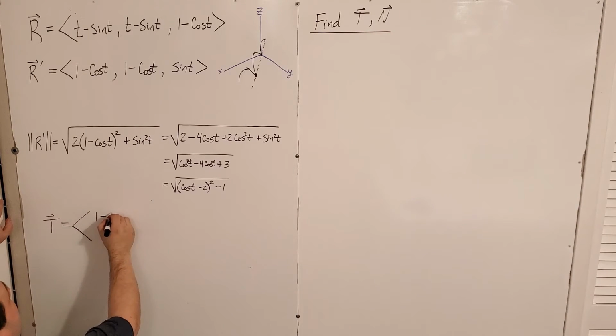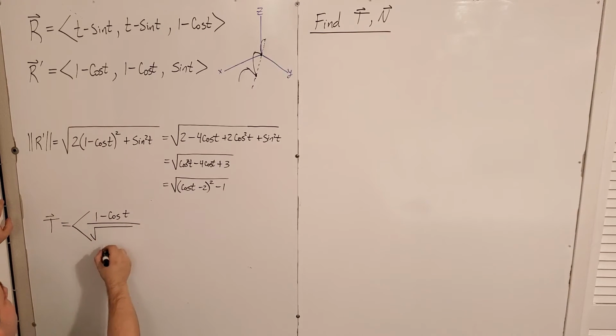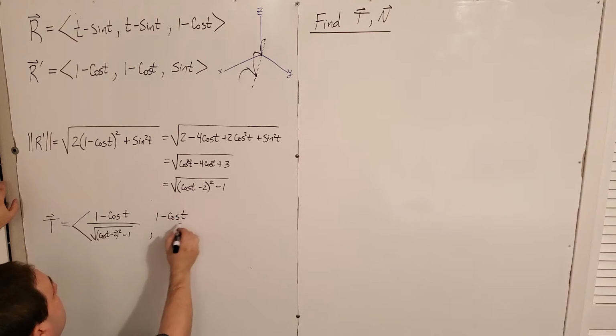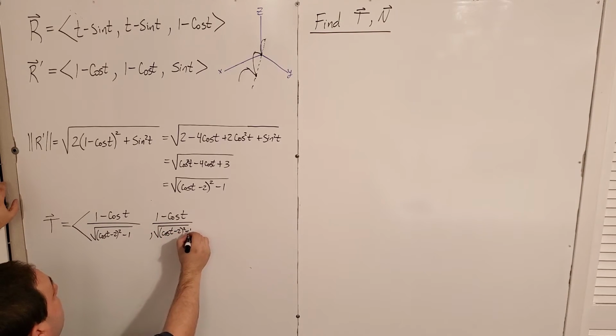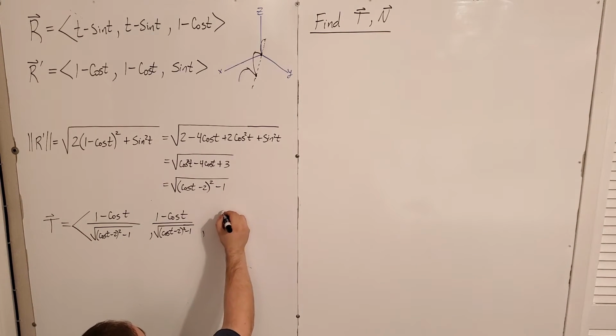1 minus cosine t, square root, cosine t minus 2 squared minus 1, comma, same thing again, cosine t over square root cosine t minus 2 squared minus 1, and then sine.